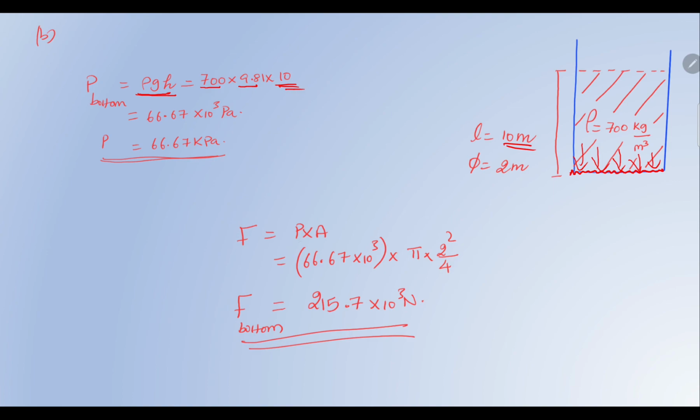Now how to find the force, my dear people? Force is nothing but pressure times the area. So what do we know? The pressure value is given, and the diameter we know is 2 meter. So pi d square divided by 4. So we just have to substitute everything in the equation, put it in the calculator, and then we get the force at the bottom to be 215.7 kilo Newton. That's it.